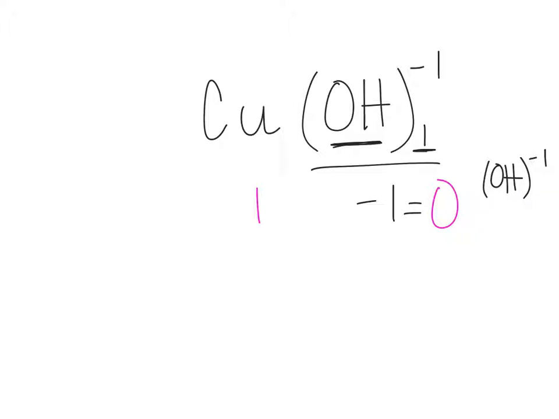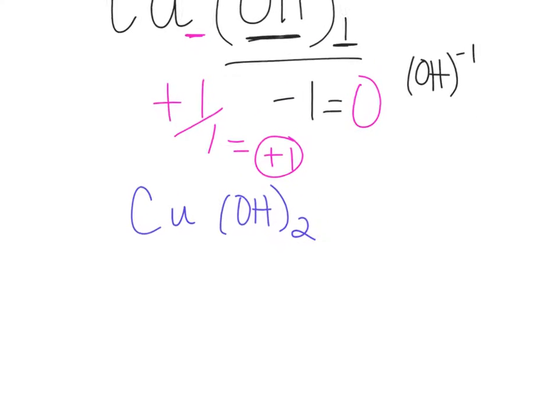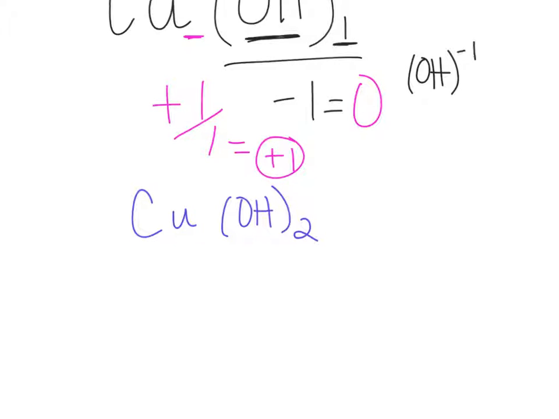I have to balance out to equal the number 0, so this has to be a +1. Since there's only 1, that would again be copper 1 hydroxide. Now, what I meant to do for this example was actually Cu(OH) with a little 2. Now how does that change this up? Let's look at that. I still have that -1 charge, and now I'm going to multiply it by 2, so I have a -2 overall.